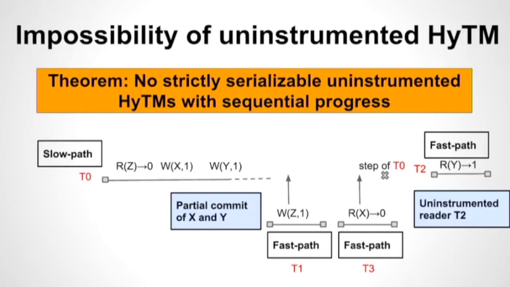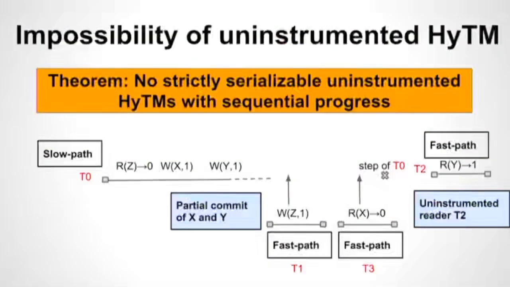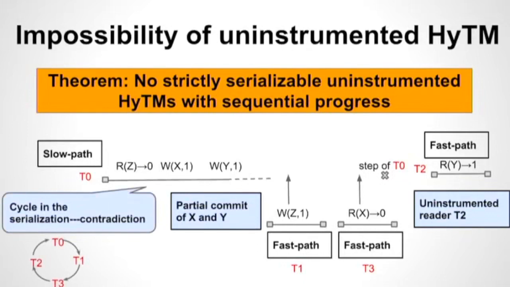What is the problem? Is this a safe execution of this concurrent program? And the answer is no, because I know that the slow path transaction must commit, right? I must treat it as committed because there is a fast path transaction which actually returned this value. But in this case, there will be a cycle in the serialization because the only way I can justify this in any sequential run is that I place transactions T1 and T3 before transaction T0.